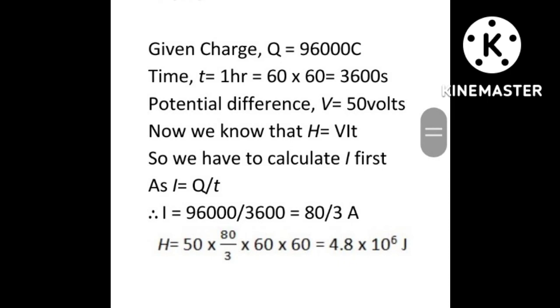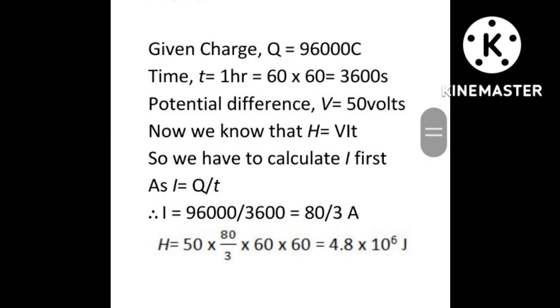Now we have to calculate H. So from Joule's law of heating, we have H is equal to VIT. Here I is the current, but we don't have I, right? Only Q and T are given. So how will we calculate I from that? We know that I is equal to Q by T, right? So we can calculate the value of I, that is I equal to 96,000 divided by 3,600, that will be equal to 80 divided by 3 amperes.